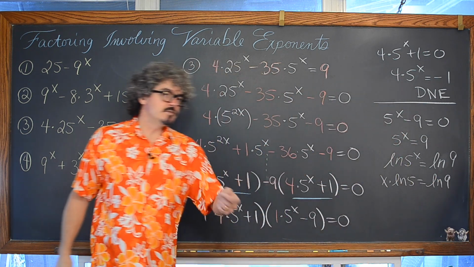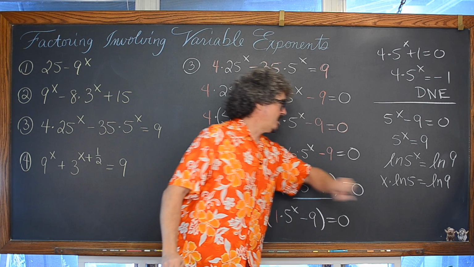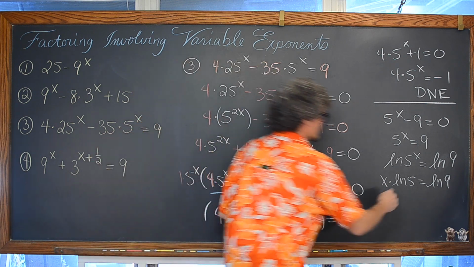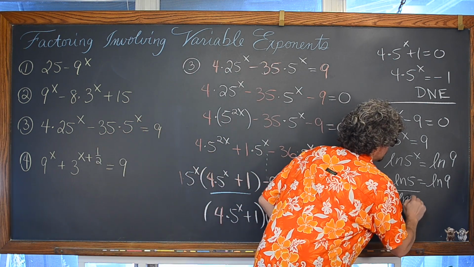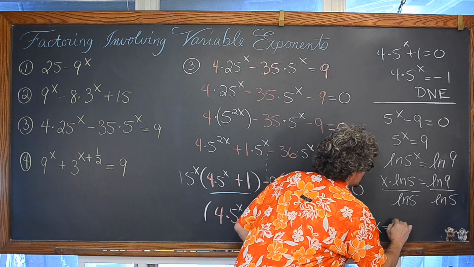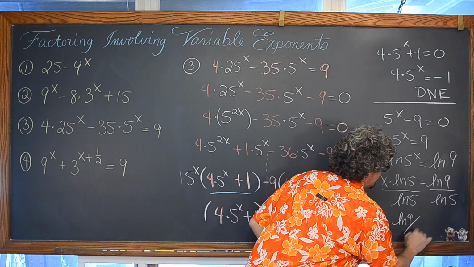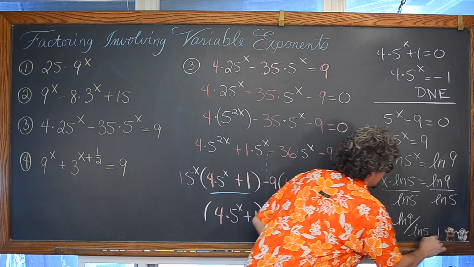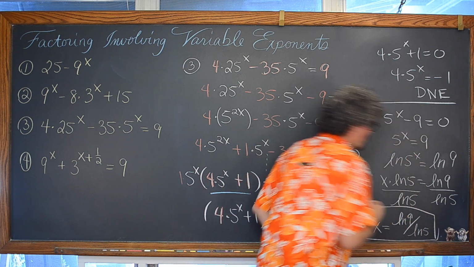And now we're going to undo that multiplication of the natural log of 5 to the x. We're going to undo that, of course, with the inverse math operation of division, and get x is equal to the natural log of 9 divided by the natural log of 5, which is the exact form of this answer.